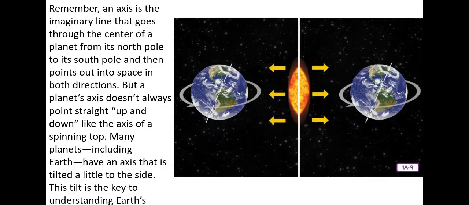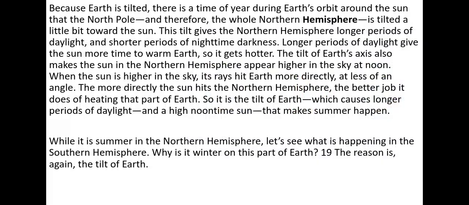Remember, an axis is the imaginary line that goes through the center of a planet from its north pole to its south pole and then points out into space in both directions. But a planet's axis doesn't always point straight up and down, like the axis of a spinning top. Many planets, including Earth, have an axis that is tilted a little to the side. This tilt is the key to understanding Earth's seasons.